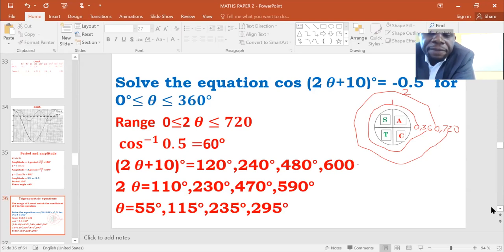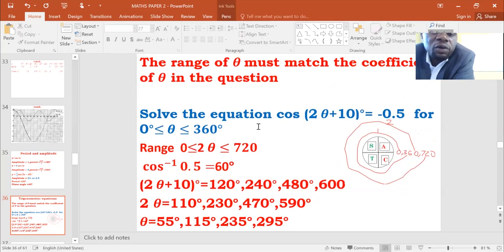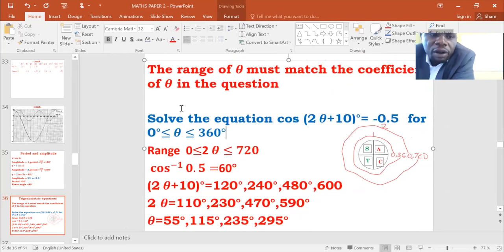Now, the reason I picked this is because most students will end up with only 2 answers, which will be 120 and 240, forgetting that if the range was given as theta less than or equal to 360, then the range that you are supposed to use should take the coefficient of theta in the question, which is 2. You multiply by 2, so that it goes up to 720 degrees. So that's the main reason I picked that particular area. And also, the negative sign there of the 0.5 is just to show which quadrant you should be working from. If it was positive, I'd be working from the first and the fourth quadrants. But given that it's now negative, I work from the second and the third. So that should be applicable for all other questions on trigonometry. But if it was just theta, I'll go only one cycle. Then we'll move to the next.